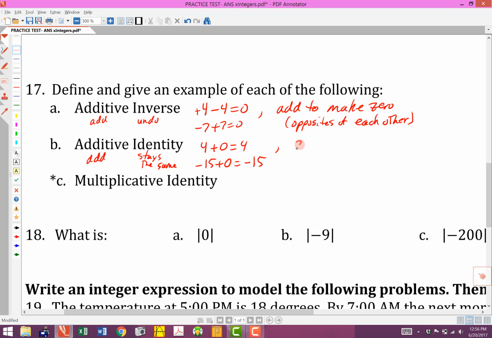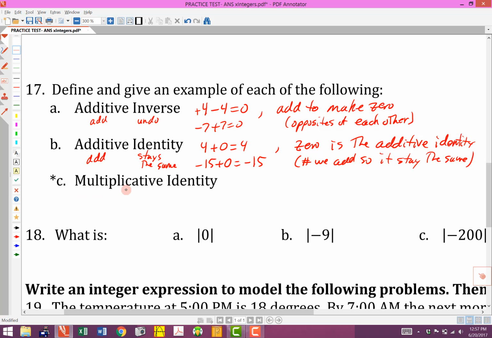So 0 is the additive identity. It's the number we add so that the number stays the same. Okay, and in parentheses, number we add so it stays the same. Hopefully that makes sense.